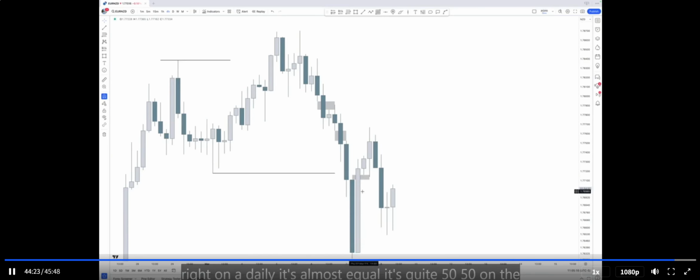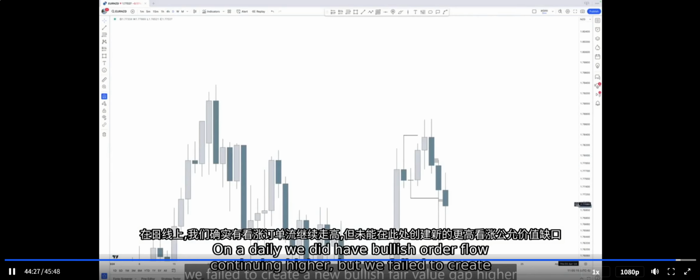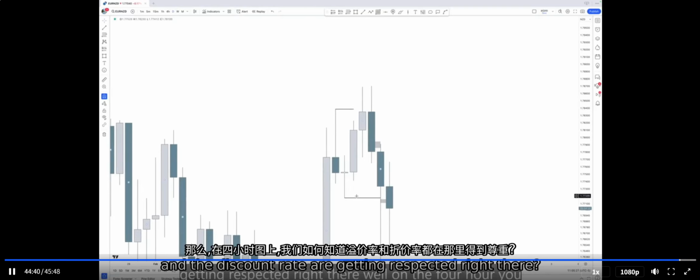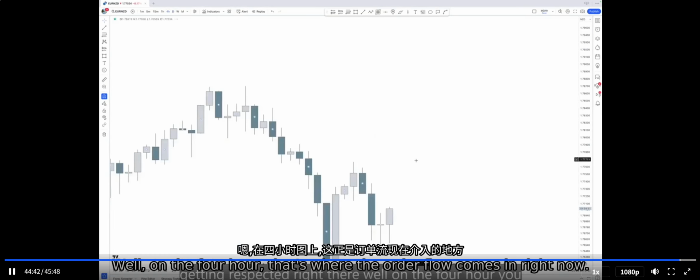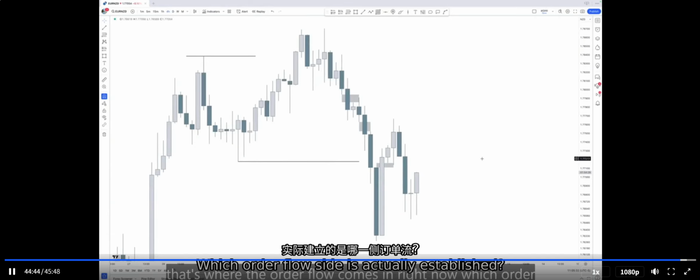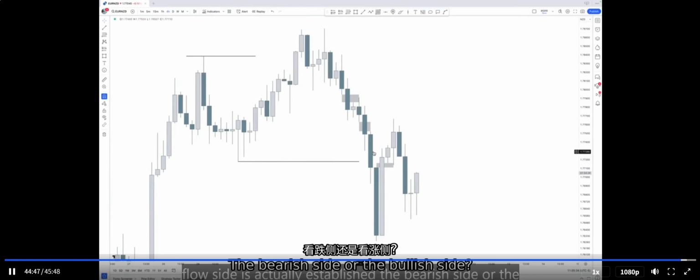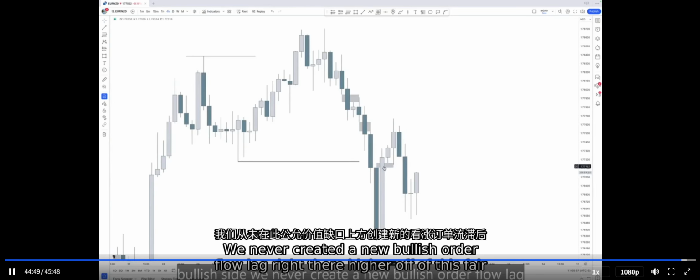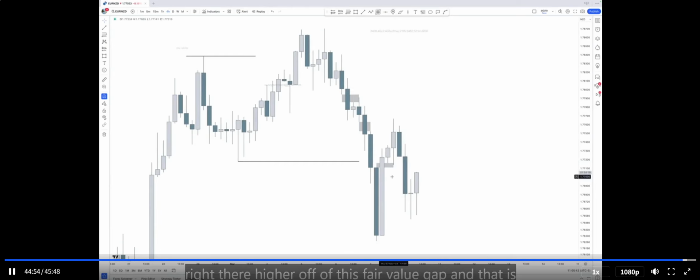So this right here is understanding, all right, on the daily, it's almost equal. It's quite 50-50. On the daily, we did have bullish order flow continuing higher, but we failed to create a new bullish fair value gap higher right there. Failed to create a new order flow leg. That becomes suspicious. So on the 4-hour right here, how do we know when both the premium rate and the discount rate are getting respected right there? Well, on the 4-hour, that's where the order flow comes in. Which order flow side is actually established? The bearish side or the bullish side? We never created a new bullish order flow leg right there higher off of this fair value gap. And that is extremely important to understand as well.